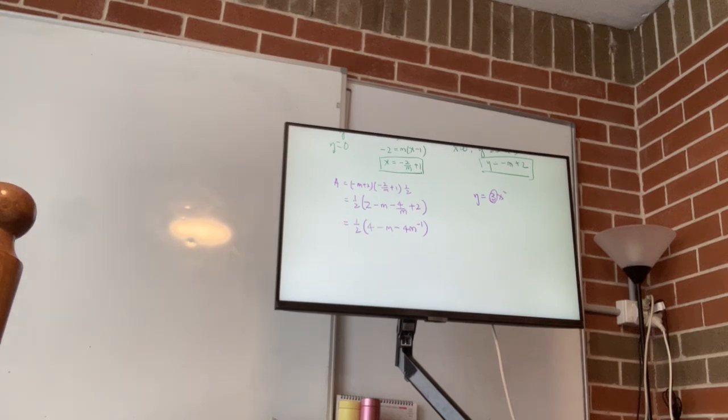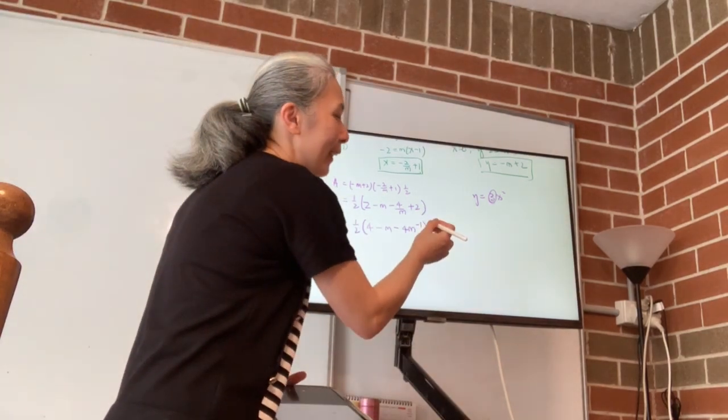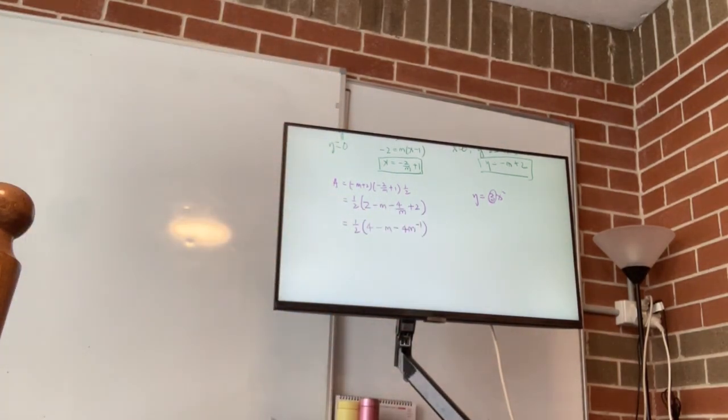Right, let's differentiate A with respect to m. Wait, why don't you need the chain rule? Why don't we need a chain rule? Because I don't have a power here. Oh yeah. Yes, so that's why I don't have to have a chain rule.